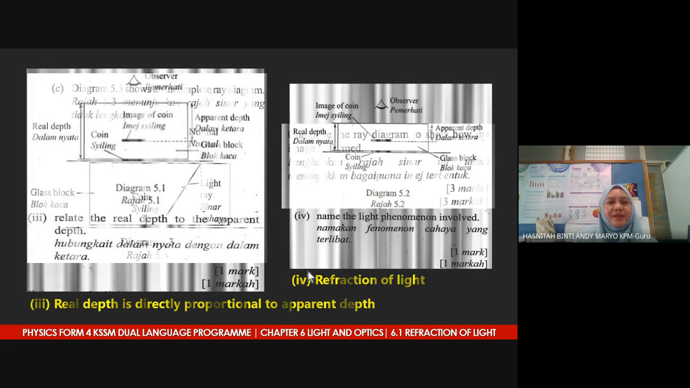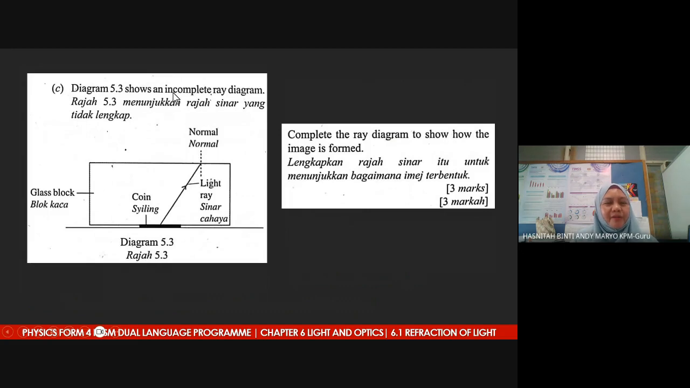Okay, next. See, diagram 5.3 shows an incomplete ray diagram. So you have to complete it. Complete the ray diagram to show how the image is formed. So this is the actual coin. We understand the image of the coin will appear above the real coin. So how to draw? This is the light ray coming from the first coin, so you have to complete this light first. From the glass block, it comes out to the air.